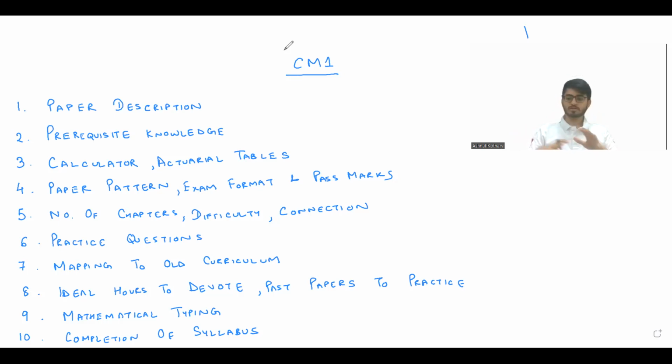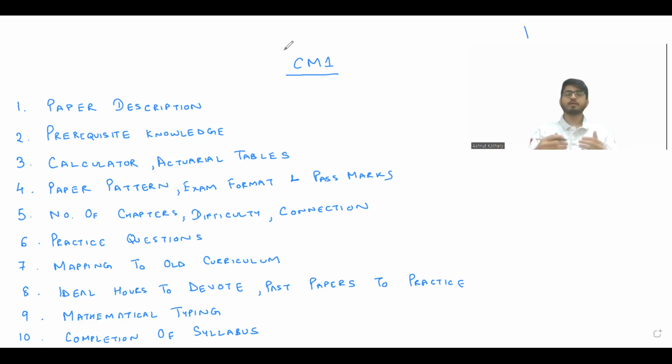Compared to, I would say, all initial papers, CM1 is the most scoring paper. If you talk to your peers or your seniors who have already appeared for the paper, you would have an idea that it is relatively easier to score pretty high marks. Students have scored as high as 98 out of 100. Scoring an 80 plus or a 90 plus is the easiest in CM1 compared to all other papers.